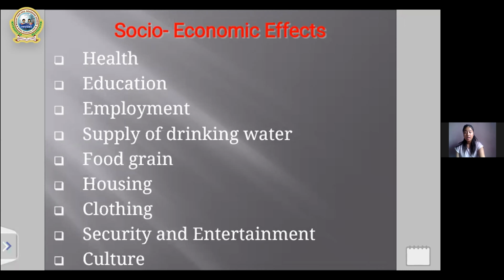It can also cause many other diseases. So rapid population growth can affect our health. Okay, Deepsana, thank you so much. Thank you for your view.